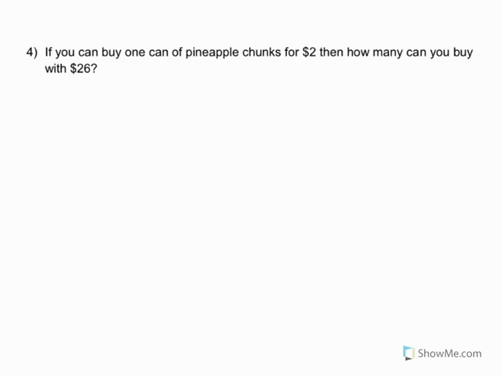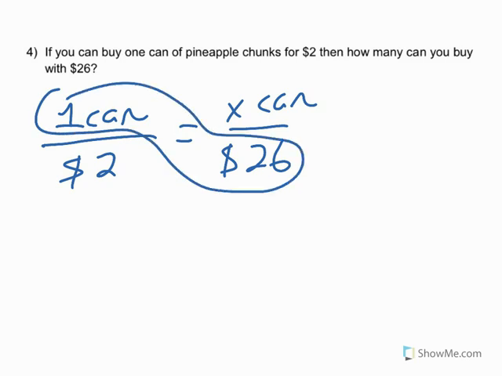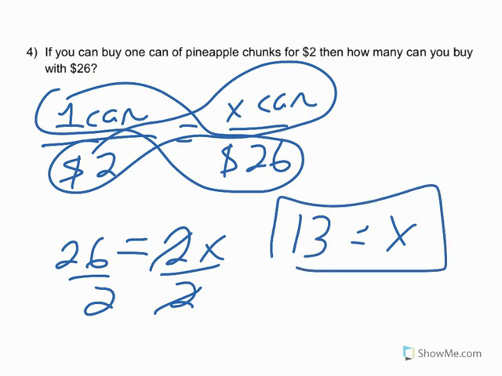We can also use proportions to solve problems that you probably have just solved with simple multiplication or division before. So let's look at this example. We can buy one can of pineapple chunks for $2. They want to know how many cans you can buy with $26. So here's $26 lined up with my dollar amount. We want to know how many cans that will buy us. So we can do a cross product here, and we get 1 times 26 is just 26. 2 times x is 2x. Divide both sides by 2. We get that x equals 13. So that means you can buy 13 cans with $26.